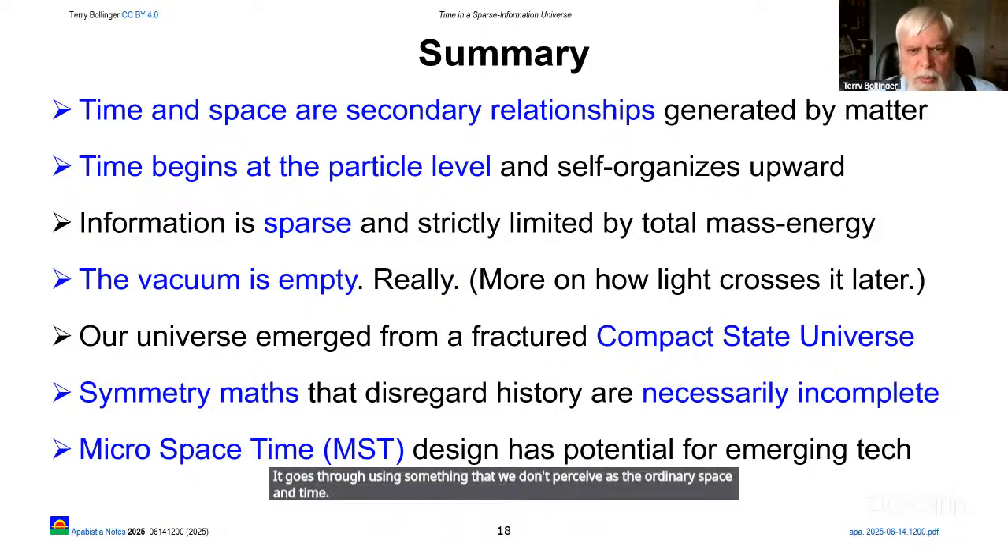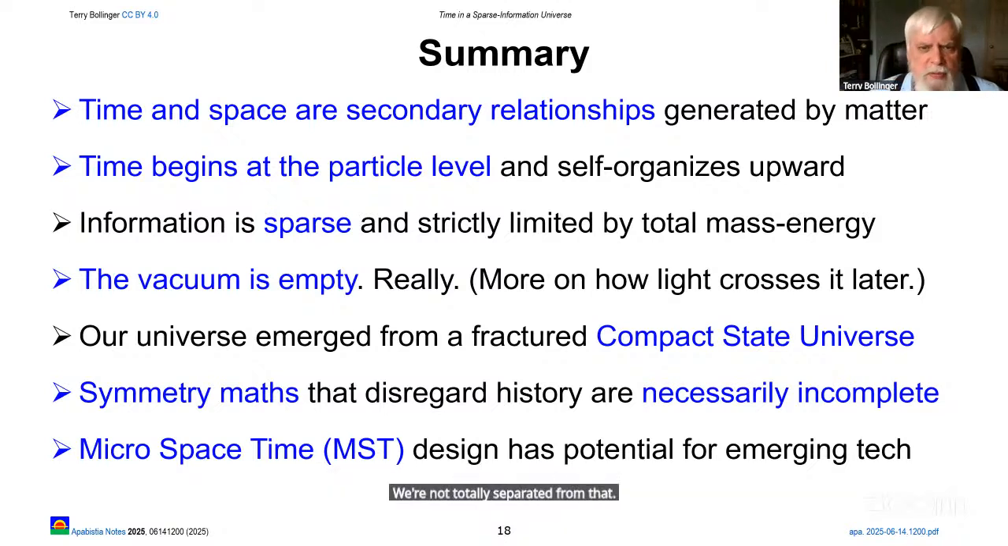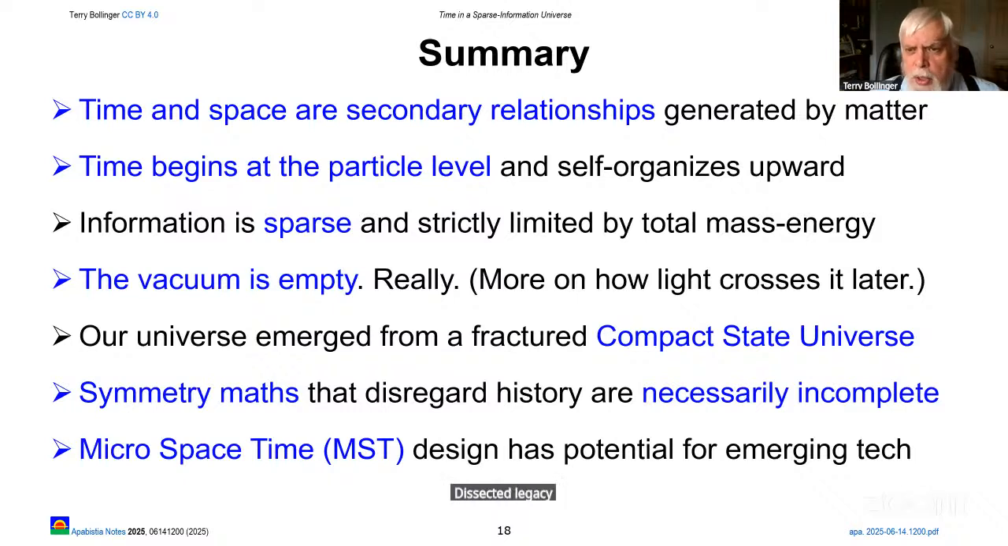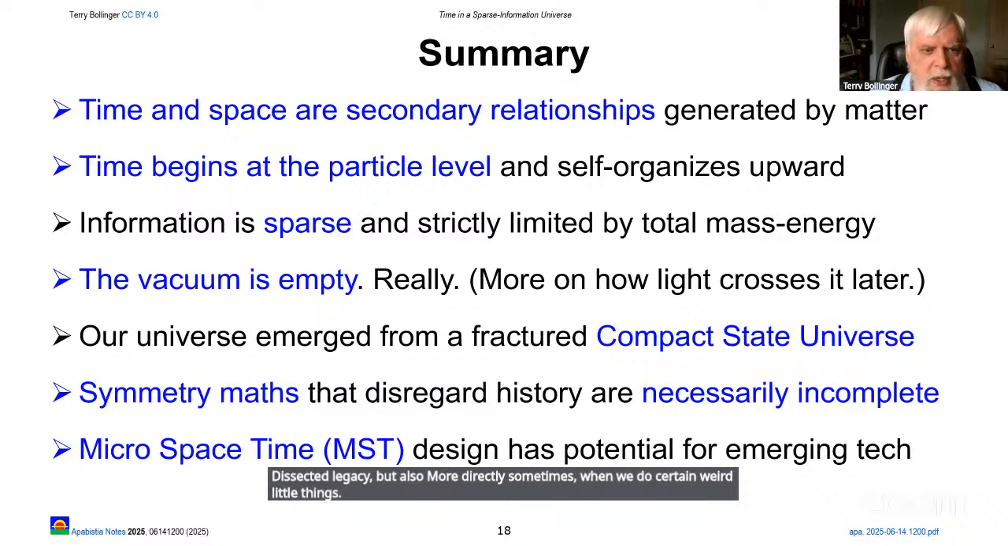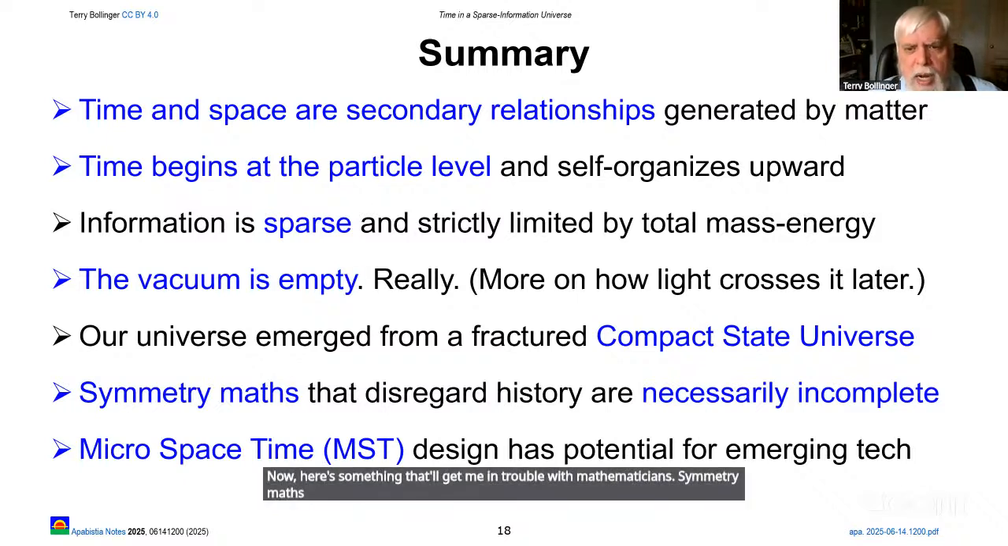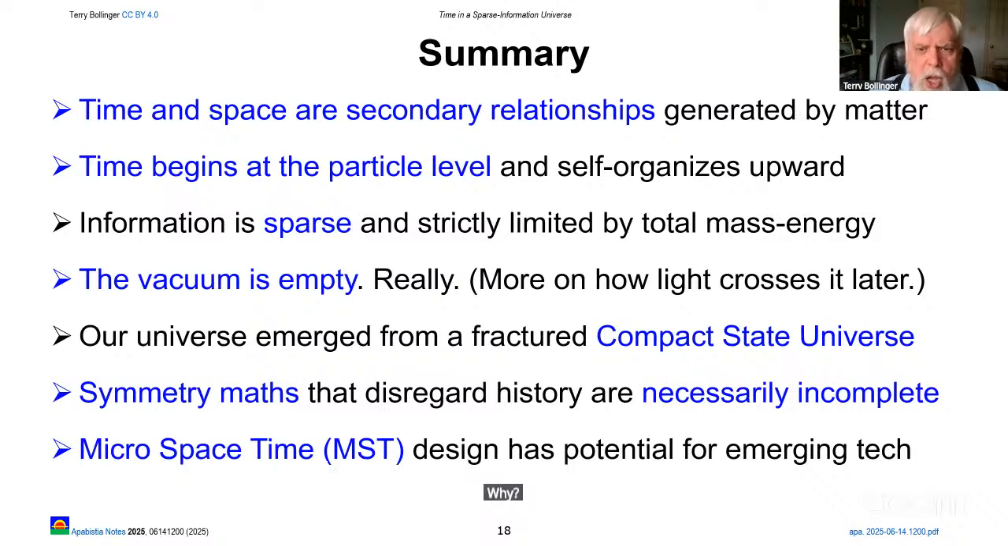We're not totally separated from that compact state universe. It's still there, both in terms of its lingering dissected legacy, but also more directly sometimes when we do certain weird little things. Now, here's something that'll get me in trouble with mathematicians. Symmetry maths that disregard history are incomplete. You will never, no matter how many groups you go through, find an explanation for the universe using symmetry maths. Sorry. Why? Because symmetry maths always disregard history. It's as simple as that.